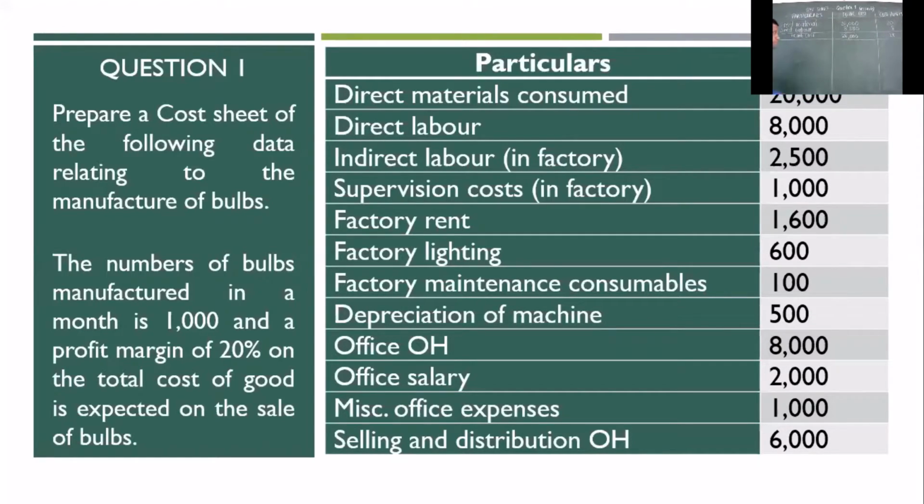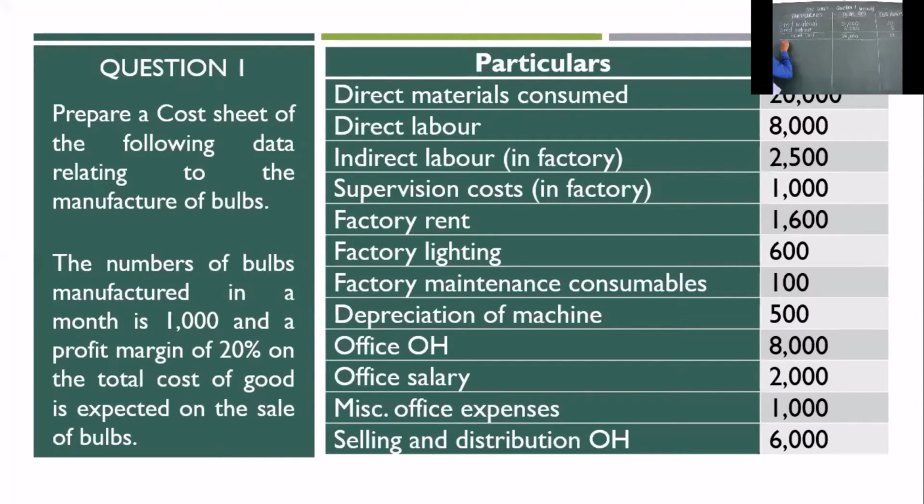Now we are moving on with the next division. The next division is your factory overhead. Now let's look at what are the factory overheads that we have. We have an indirect factory overhead. In this particular question, we've been told that there is an indirect labor, and it is also mentioned that it belongs to a factory.